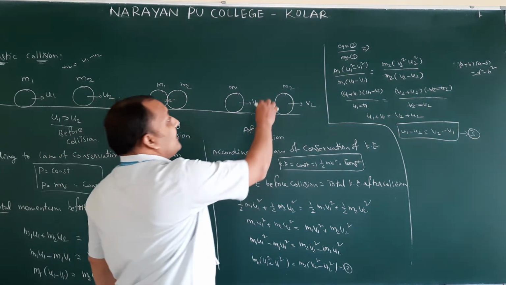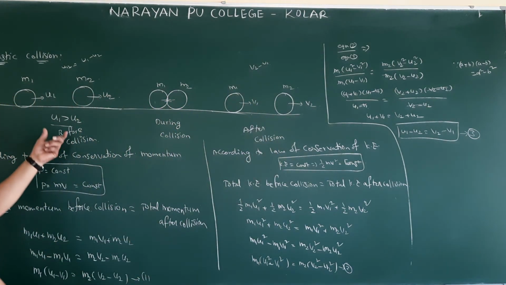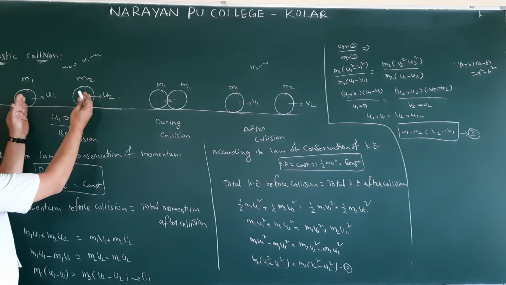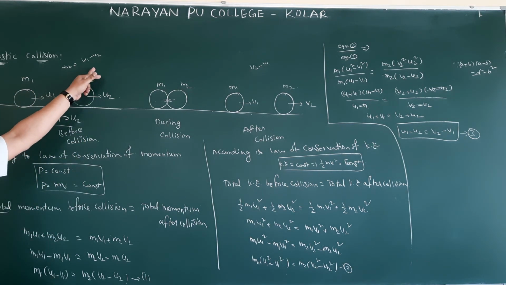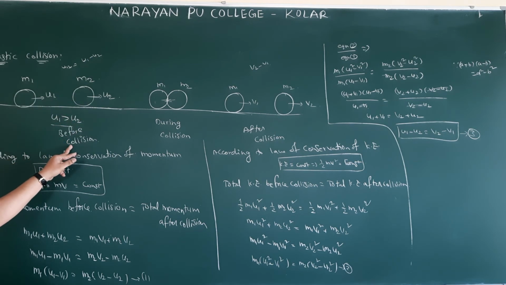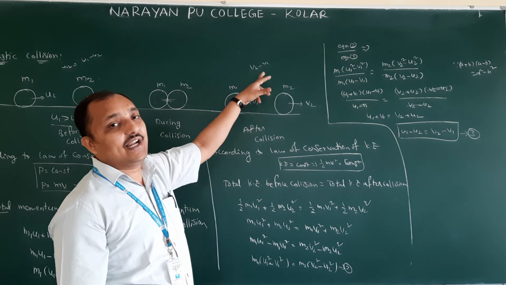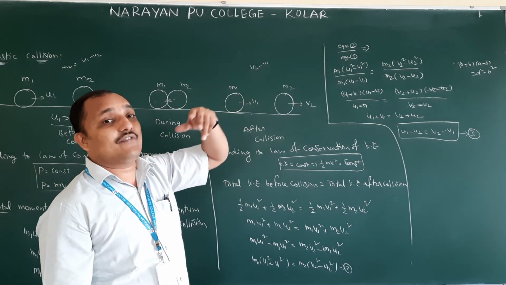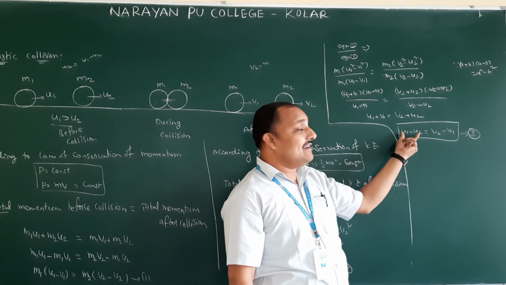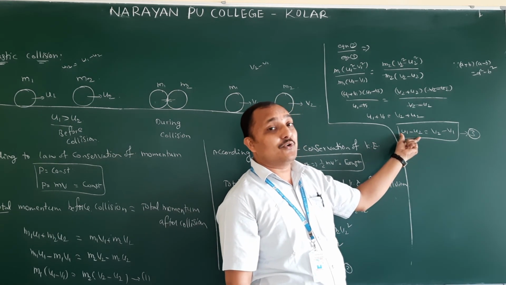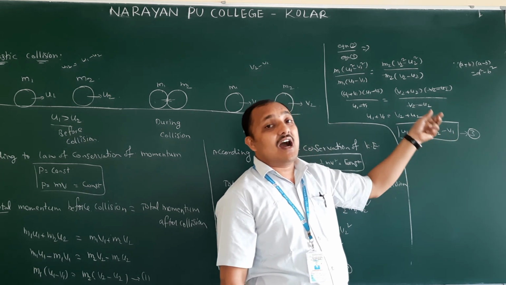But u1 minus u2 is the relative velocity before collision, and this is the relative velocity after collision. Before collision both are getting closer, that is nothing but approach. So relative velocity of approach before collision. Now this one is separation. These are separated. So relative velocity of separation after collision. Therefore, equation 3 is saying relative velocity of approach before collision is equal to relative velocity of separation after collision.